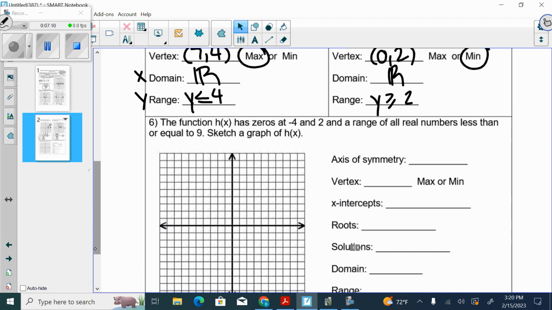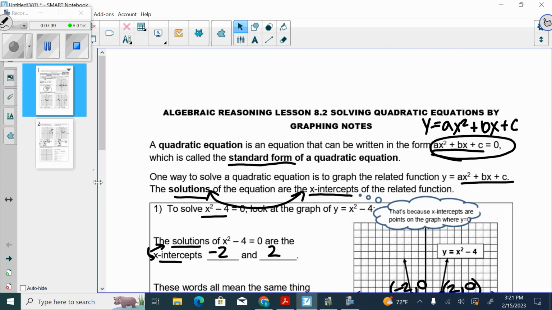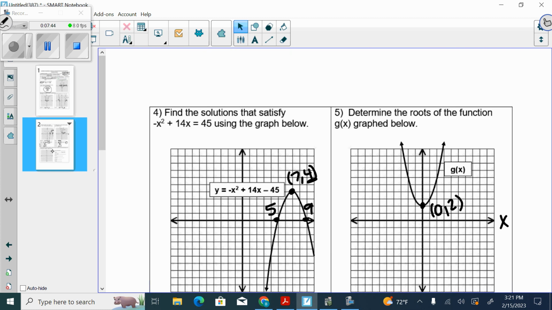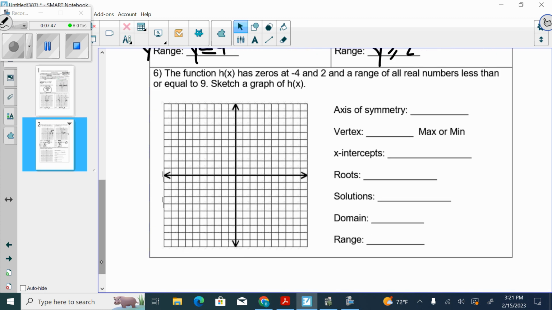All right, this last one says, the function h of x has zeros at -4 and 2. Zeros mean where it touches what? The x-axis, right? Flip it back over on the front. Look at all those 4 words that mean the same thing, right? So if it says it has a 0 at -4 and 2, all these 4 words mean the same thing, right? So, hold on just a second. Let me finish this question.